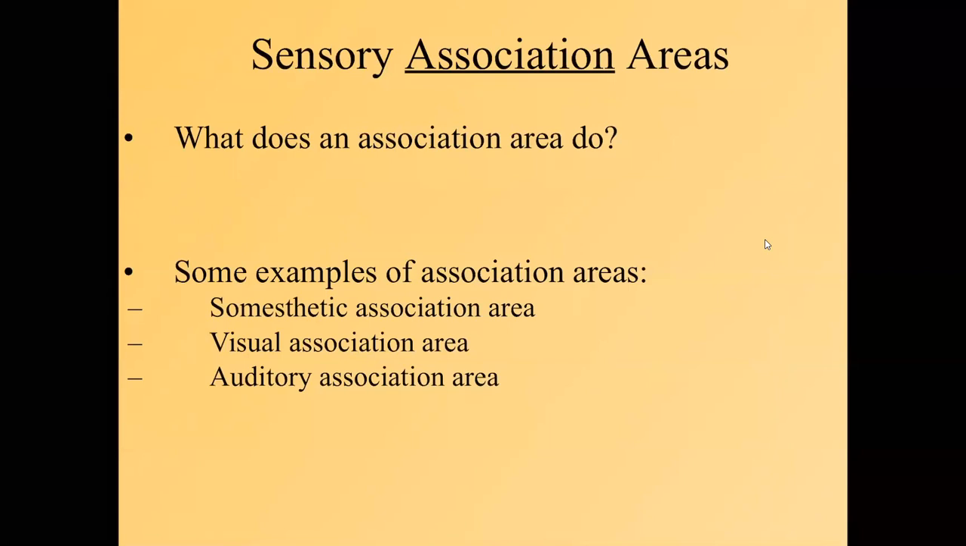Okay, so what an association area does is it's going to help you process and interpret the information. So the somaesthetic association area is going to take the information that's coming from where you're being touched and help you determine what you should do to it. Like, is it a fly? Should you swat it away? Are you getting hurt? Do you need to move? How do you respond to it? Okay, the visual association is going to help you interpret what you see. Auditory is going to help you interpret what you hear.